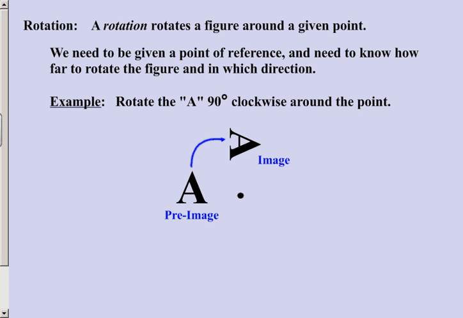Okay. Now, rotations cause people some problems. We have some difficulty understanding what the new object is going to be positioned like, how our image is going to be oriented. And a big problem that we have is trying to figure out where the point of reference is going to end up in our answer. So again, I have a strategy for you.